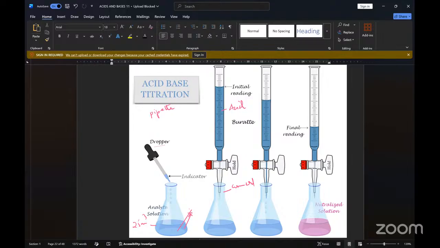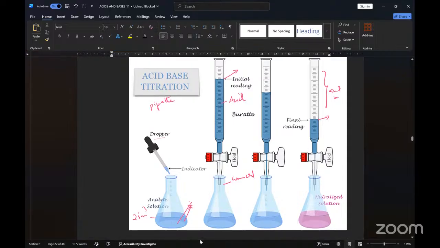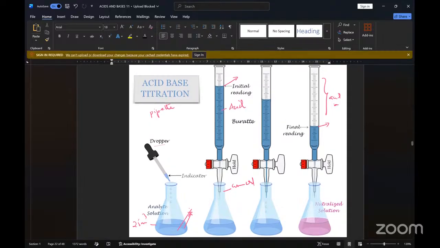When the color changes, we say neutralization has stopped. So based on the initial volume that you used and the final volume you use, you can know the amount of acid you use. And then based on that, you use it for calculations. So this is what we call a titration, acid-base titration. This is how it is carried out.